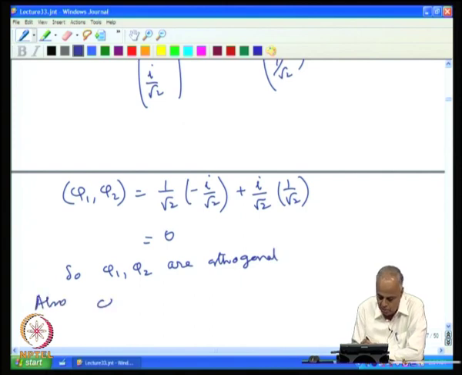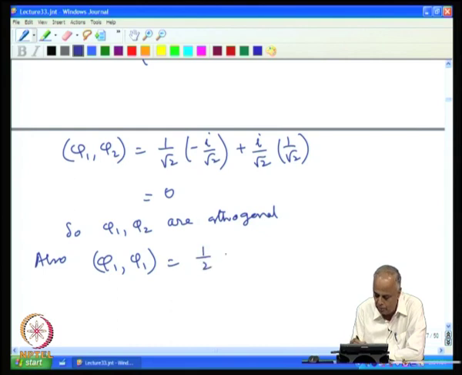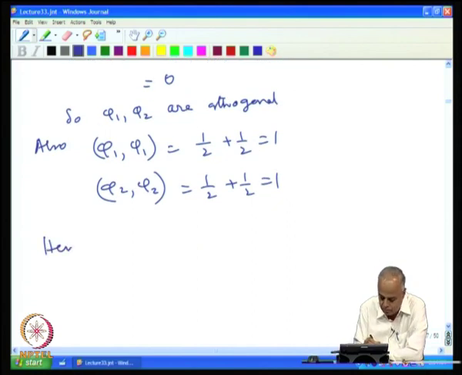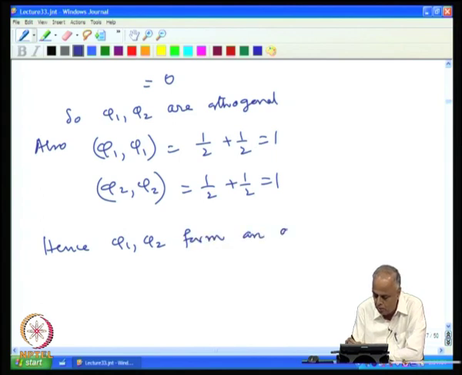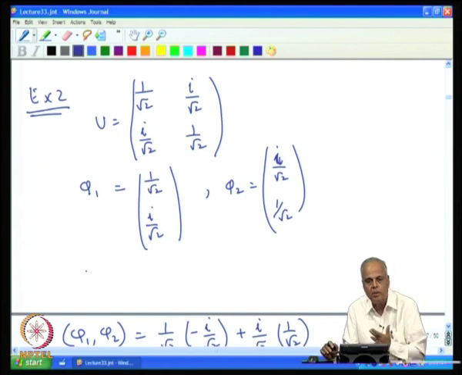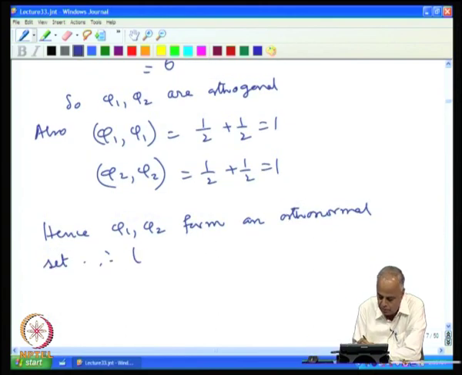Also, the inner product of phi 1 with itself is 1 by 2 plus 1 by 2, which is 1. Phi 2 comma phi 2 is also 1 by 2 plus 1 by 2, which is 1, and therefore they are normalized. Hence, phi 1, phi 2 form an orthonormal set. Thus the columns of this given matrix form an orthonormal set, and we observed that it must then be unitary. Therefore, U is unitary.